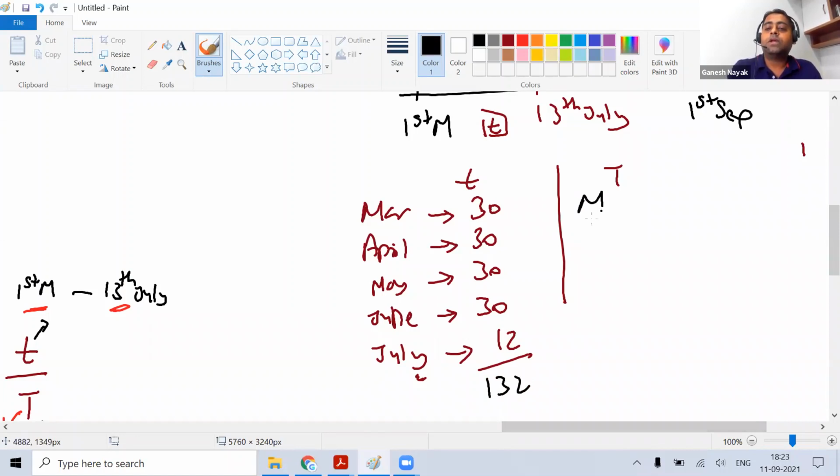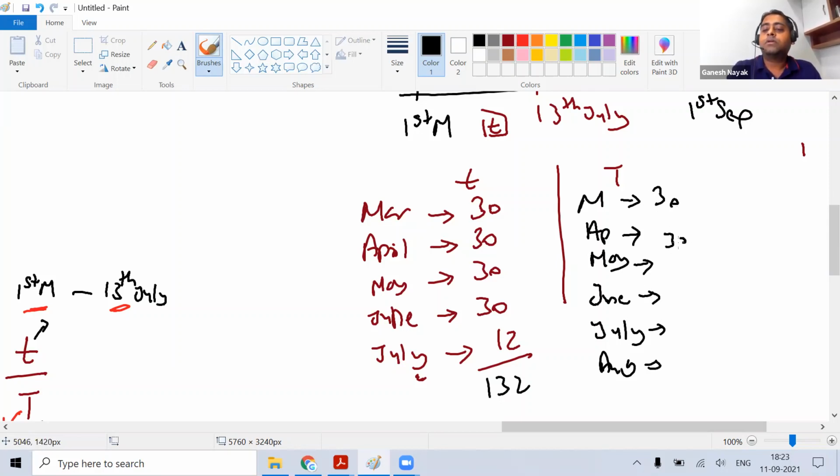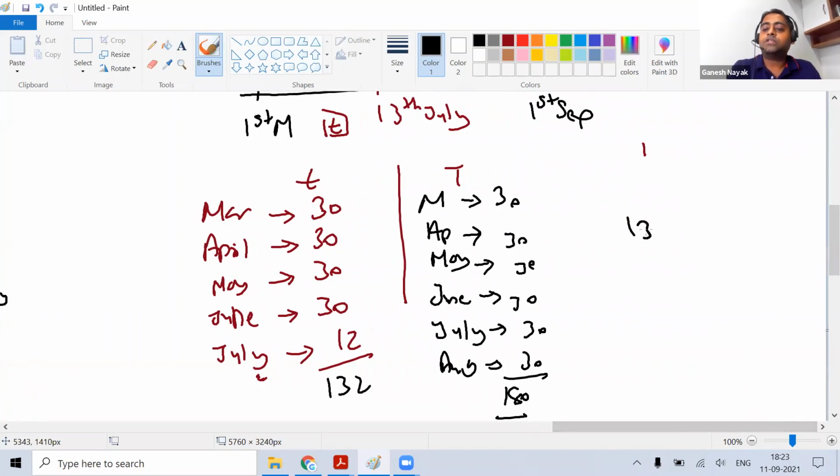132. Now the same process I will be following for the bigger t. It's going to be 30, 30, 30, 30, 30. It's going to be 180, right? So my answer has to be this 132 by 180 into $3. What is the number? Yes, Bhargav, we can directly put 180. That's not a problem because it is an entire 6 months.